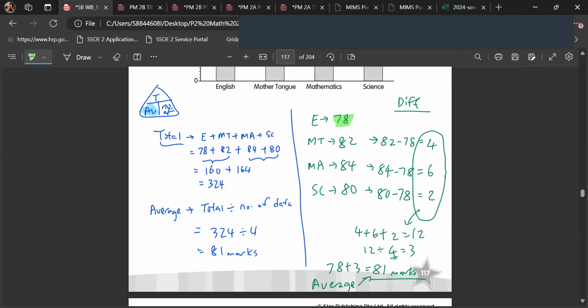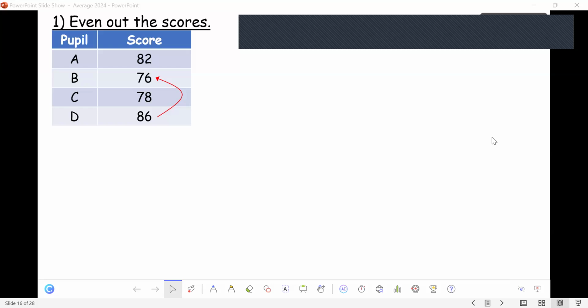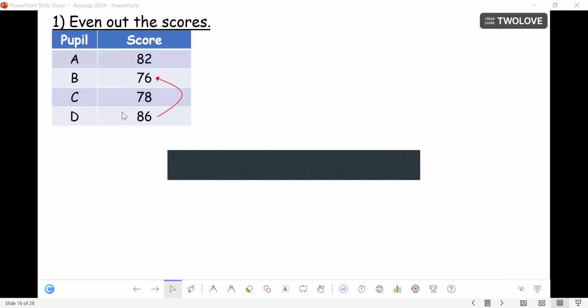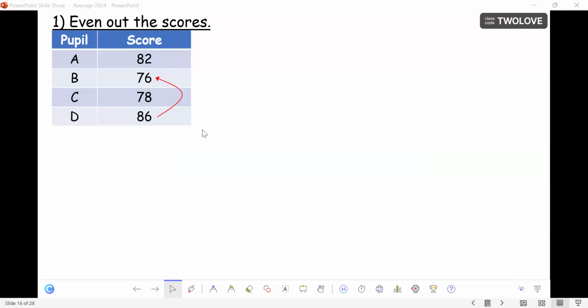Okay, let's see if I can get the animation to go. So here is another example, similar to the one in the workbook question, with four pupils. The first method is I give to each other. A gives to C and B gives to D, and then all of them end up with the average.